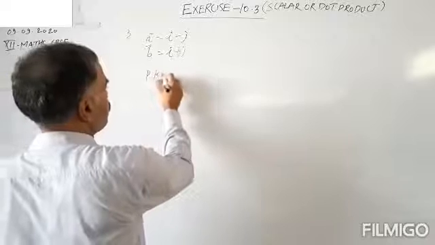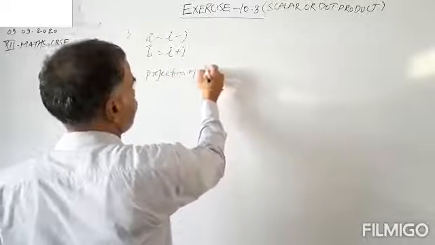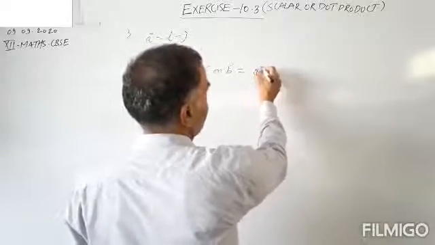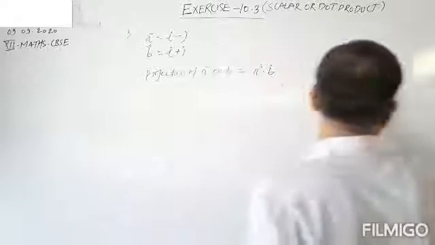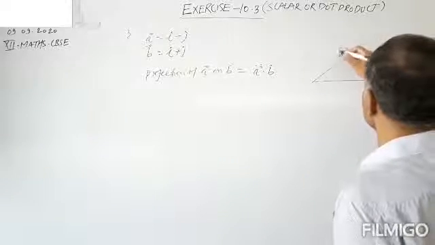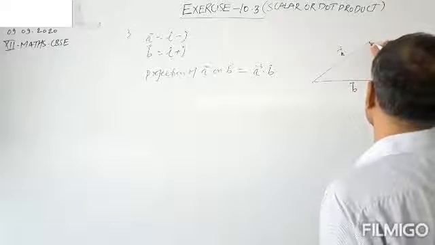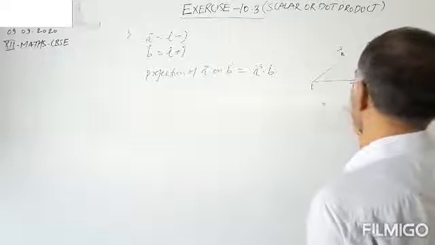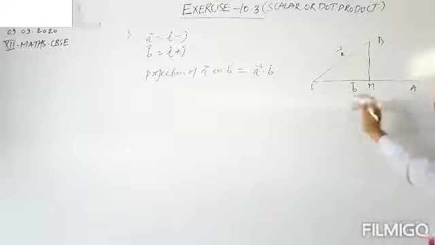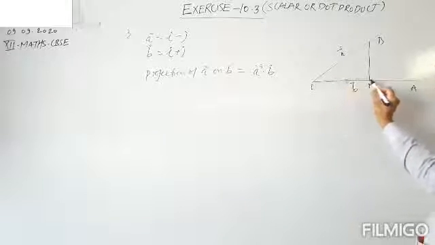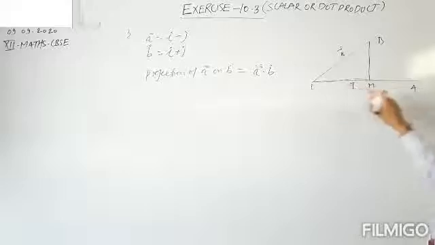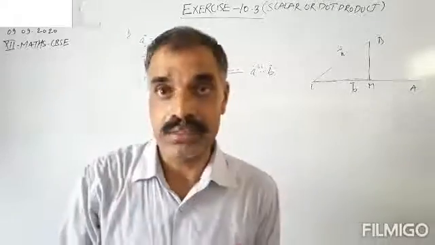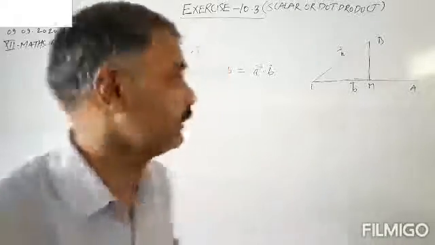Projection of a vector on b vector is equal to a vector dot b cap. Let us suppose that this is a vector and this is b vector, and we want to find the projection. Projection means OM. We want to find OM, the projection of this vector on this vector. And this is equal to a vector dot b cap, after some calculation that we have already done in previous videos.